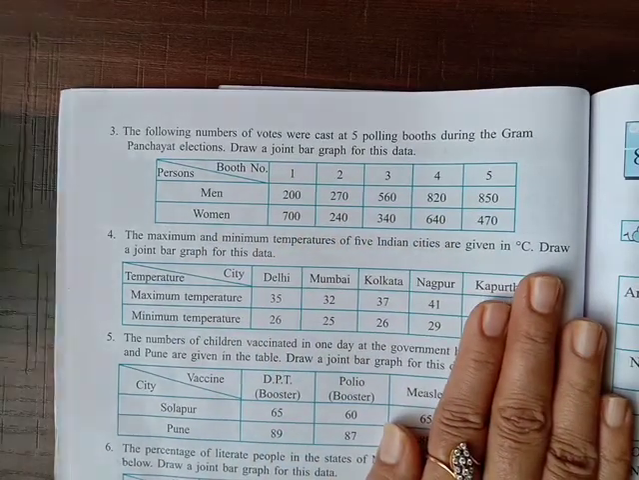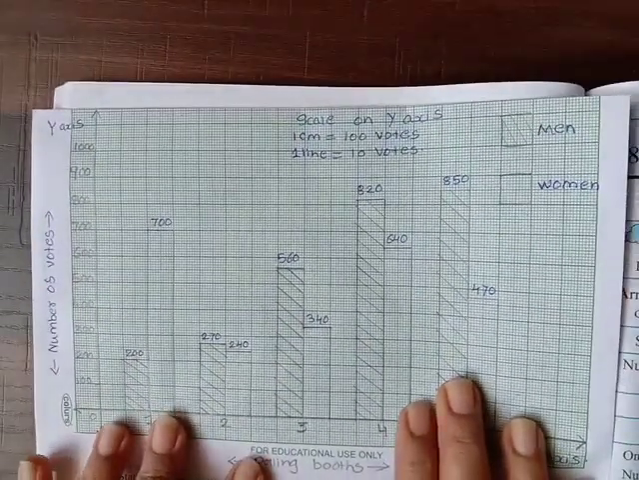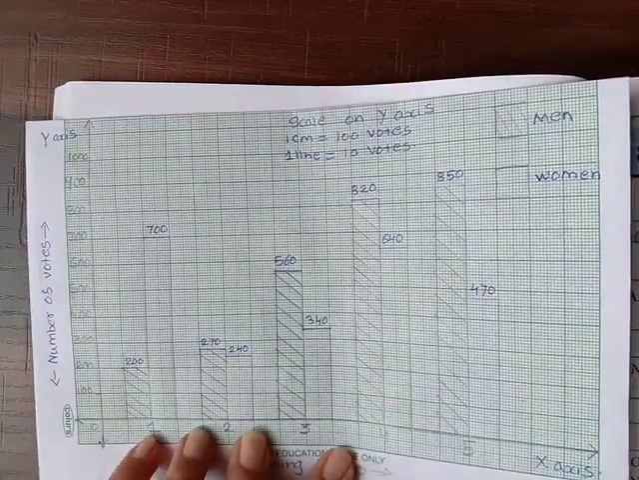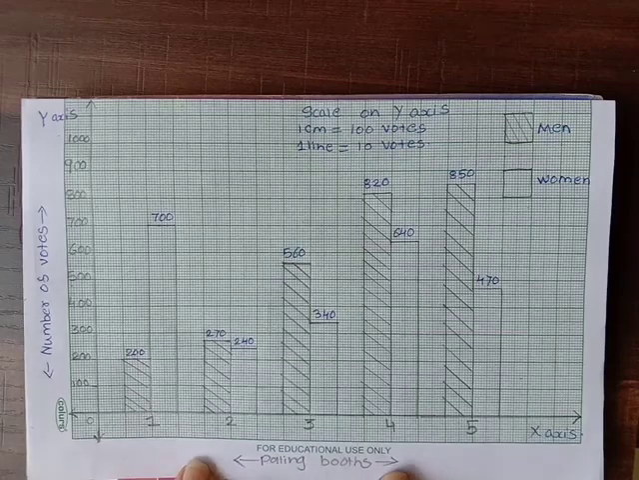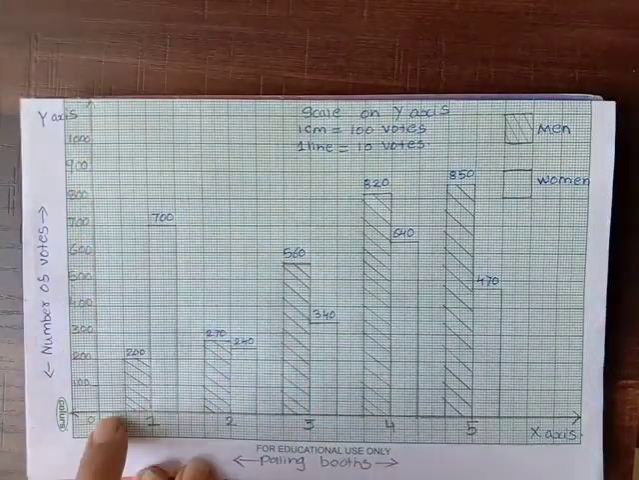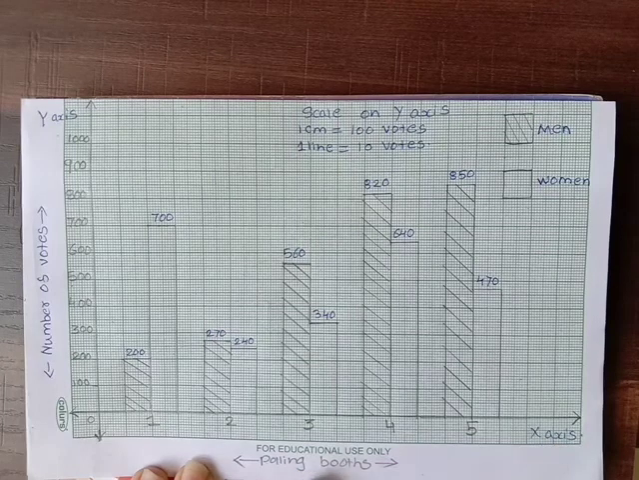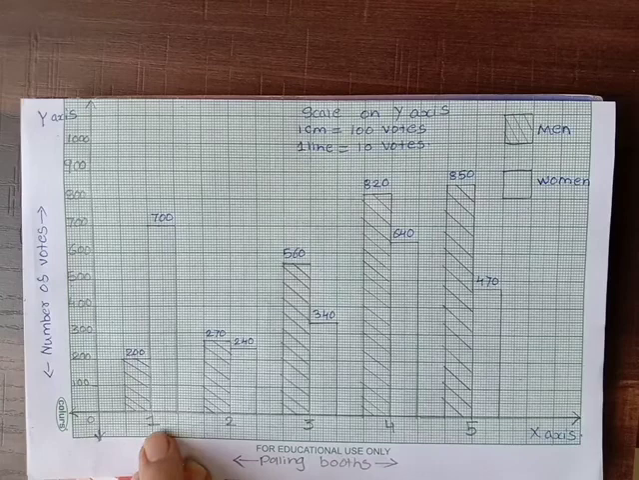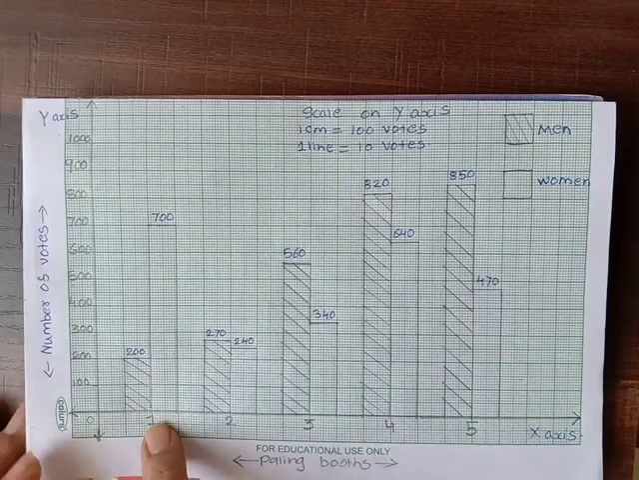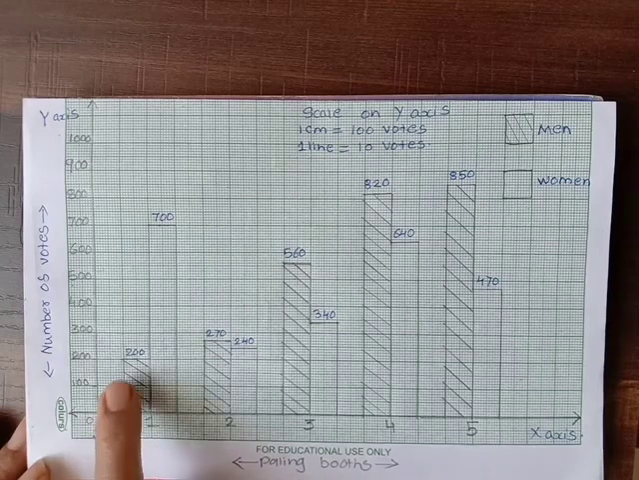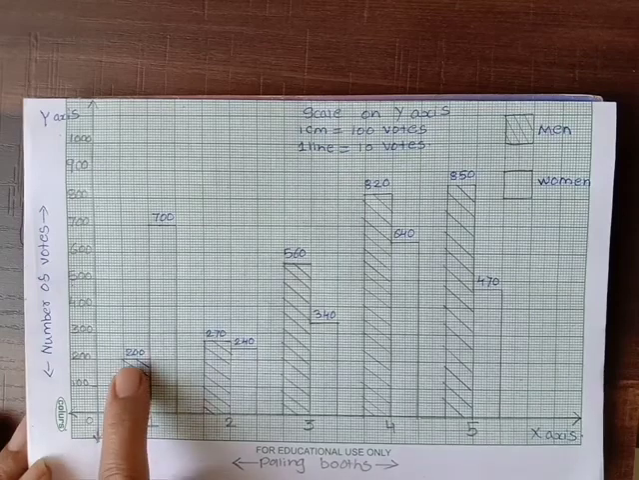Now see, I have already drawn this graph for you. I'll just explain how it goes. So this is the graph which I have drawn. This is your y-axis and this is your x-axis. On the x-axis I have taken polling booths. How many booths are there? 1, 2, 3, 4 and 5. In each booth the votes were cast by men as well as women.